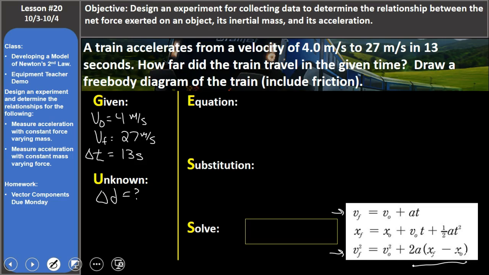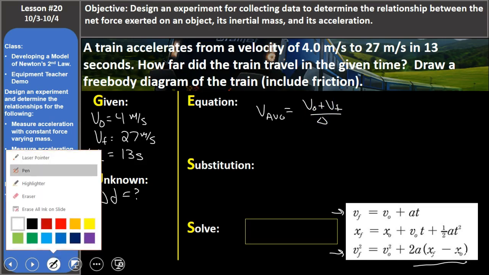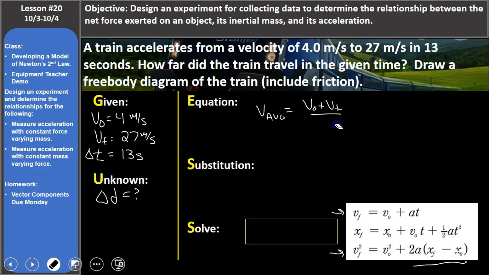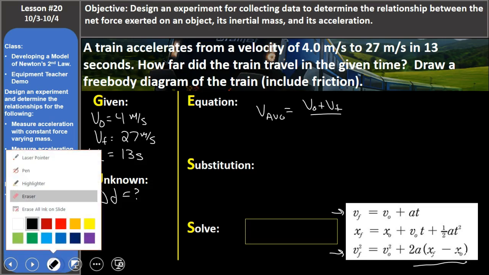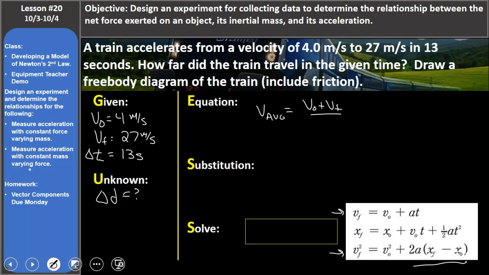So your average velocity formula is equal to V naught plus V F over 2, right? Does that make sense to everybody? Over 2.